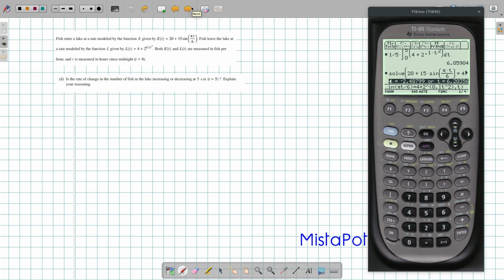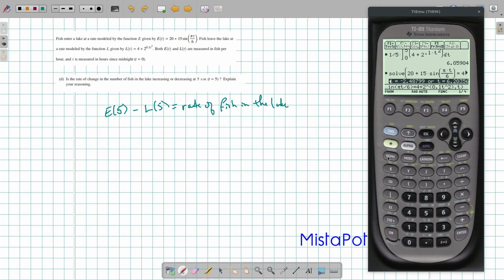On to part D, it says, is the rate of change in the number of fish in the lake increasing or decreasing at 5 a.m., t equals 5? Explain your reasoning. So E of 5 is the number of fish entering, and L of 5 is the number of fish leaving. Remember, both of these are rates. So if I evaluate both of these at t equals 5, that's going to give me the rate of fish in the lake. And of course, if this is positive, then I'm going to be increasing. If this is negative, then I'm going to be decreasing.